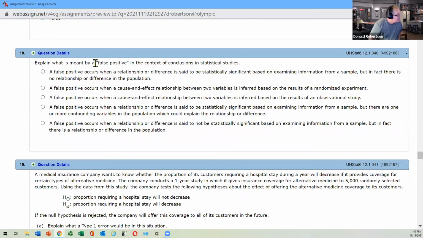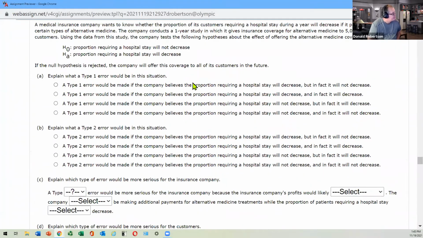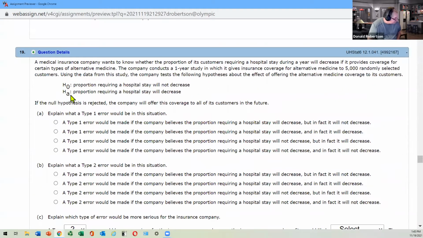Well, someone earlier mentioned false positive. So here's a little sentence to pick from. A medical insurance company wants to know whether the proportion of customers requiring a hospital stay during a year will decrease if it provides coverage for certain types of alternate medicine.